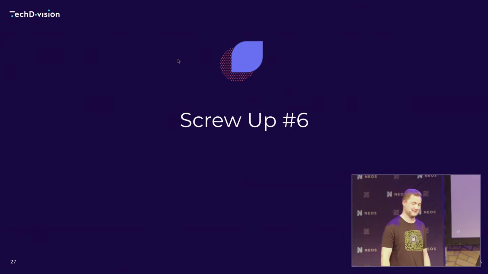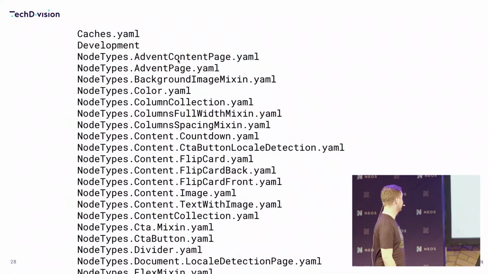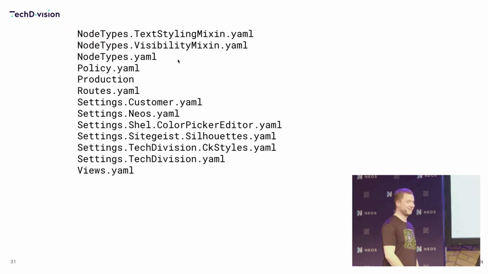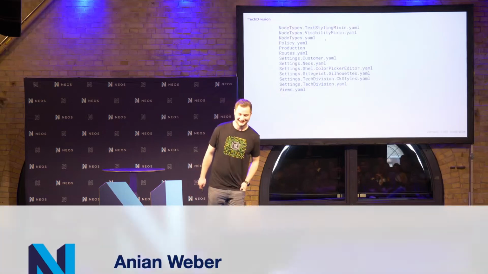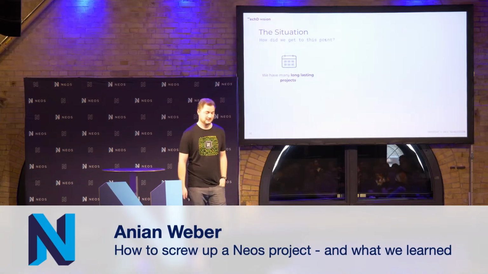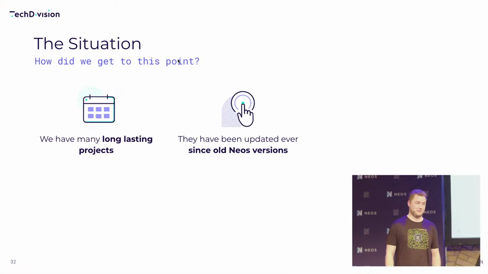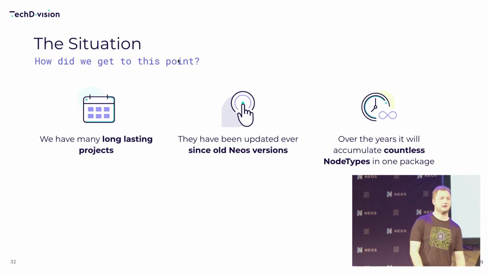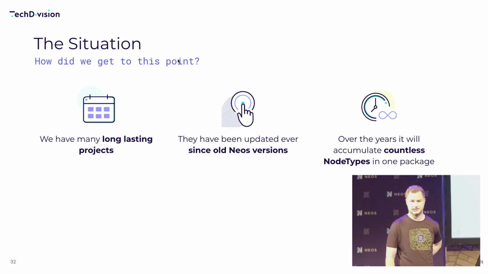The next screw up. Who of you has seen a configuration folder that looks like this? It goes on and goes on and goes on. So quite a few. Yeah, especially in long-lasting projects of ours, which have been updated since very old versions of Neos and have accumulated countless node types over the years, because, as it should be, the customer always wants new features and wants to extend the project.